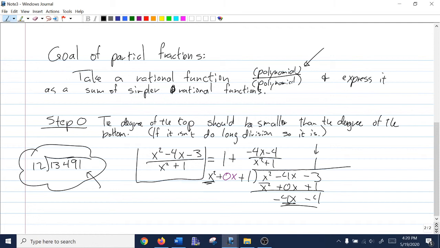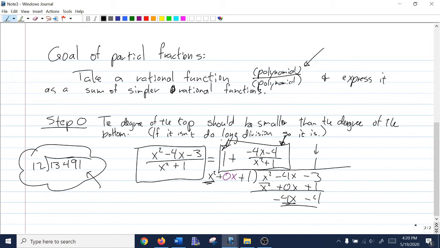So if I was trying to integrate this, I might do the long division and find that it equals this. This is something I can integrate. This is also hopefully something I can integrate. This is the first step of partial fractions, is we need the top to be smaller than the bottom. If it isn't, then long division will give us a polynomial, which we know how to integrate, and the remainder will be smaller than the bottom, so that step 0 is satisfied.